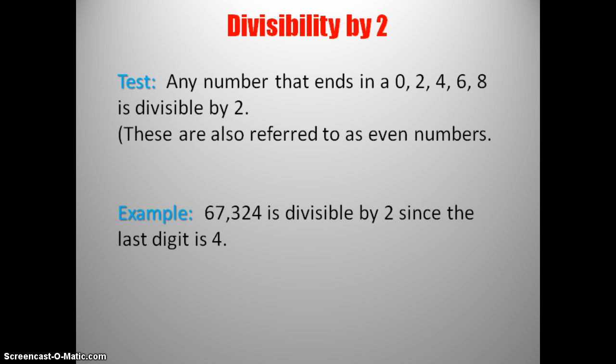So we're going to start with divisibility by 2. The test is to look at the last digit of the number. Any number that ends in a 0, 2, 4, 6, or 8 is divisible by 2. We also refer to these as even numbers. For example, the number 67,324 is divisible by 2 since the last digit is 4.